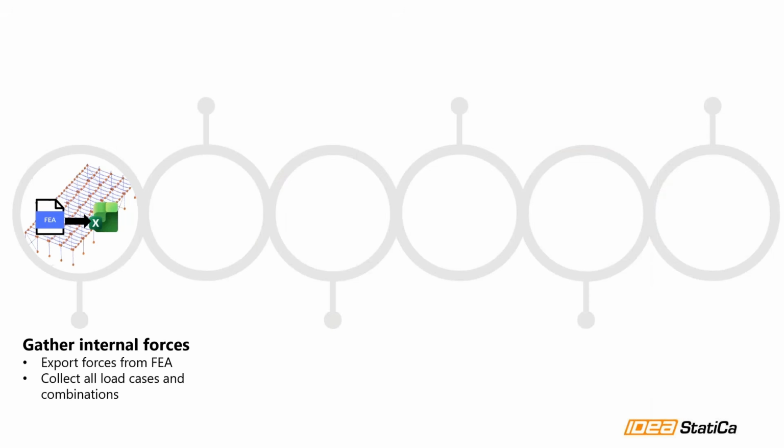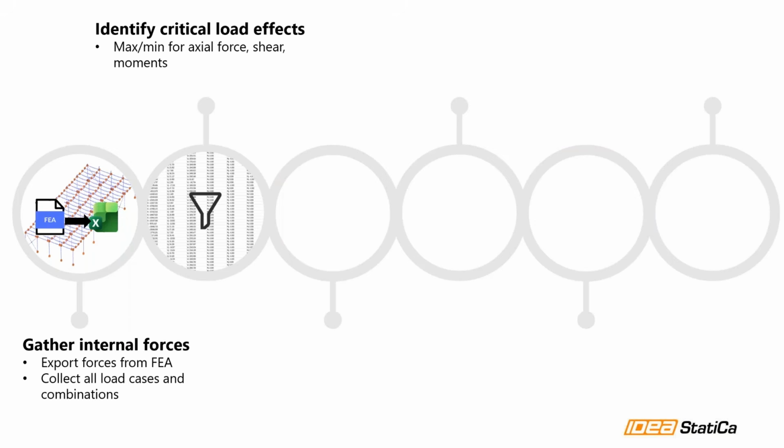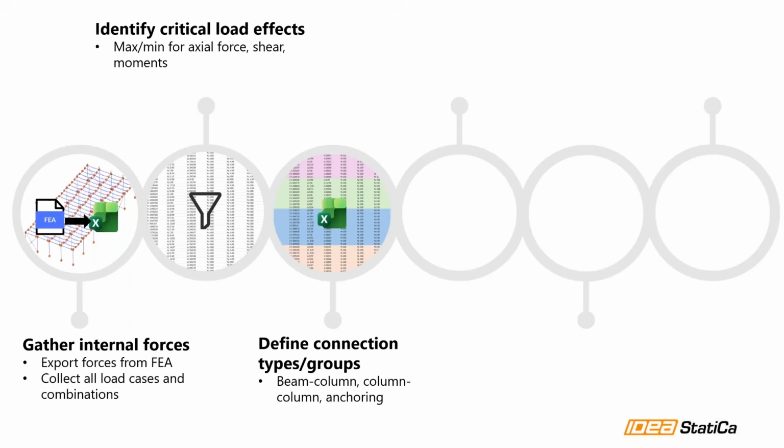Coming back to the topic of the analytical solution. The first step is that you need to gather your internal forces from the global analysis software. You collect all of the load cases and combinations, probably export them to an Excel spreadsheet, and then you start identifying critical load effects to identify maximum positive and maximum negative axial force, shear, and moments. And then you start grouping these connections, and you define types and groups like beam to column, column to column, base plate connection types, etc.